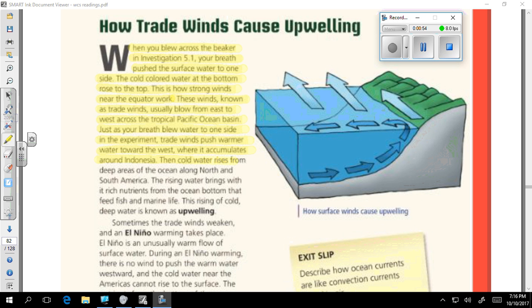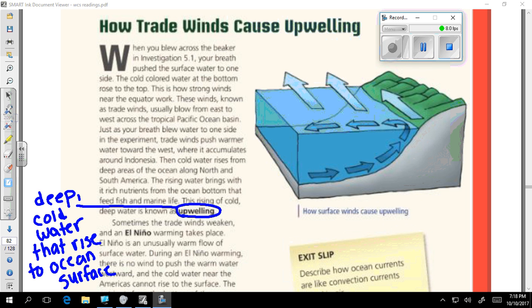Then cold water rises from deep areas of the ocean along North and South America. The rising water brings with it nutrients from the ocean bottom that feeds fish and marine life. This rising of cold, deep water is known as upwelling. So the first thing you need is to circle the word upwelling. So upwelling is deep, cold water that rises to ocean surface.